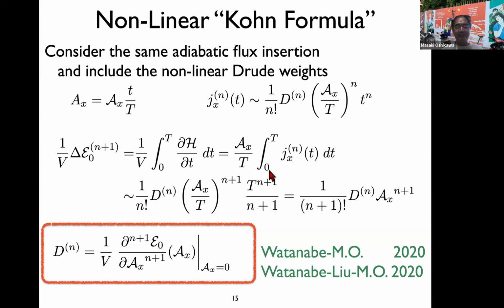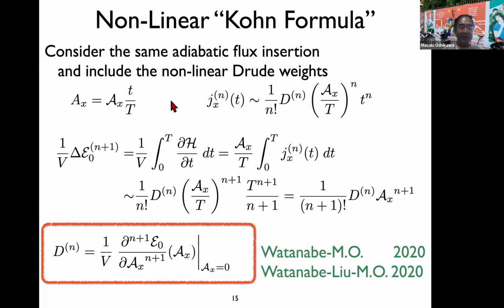So we can just plug in nth order response to this relation and relate the energy increase in n+1 order in vector potential to nth order nonlinear response of the current, and compare the coefficient order by order. Then we find a very simple generalization of Kohn formula at each order of nonlinear response. That is, Drude weight at nth order is nothing but the n+1 derivative of ground state energy in the presence of vector potential. And this was presented in my relatively recent paper a few years ago with Haruki Watanabe.